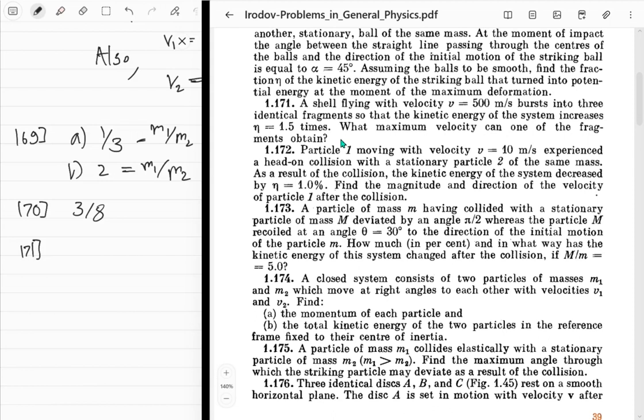What maximum velocity can one of these fragments obtain? Ooh, okay, that's a complicated thing.